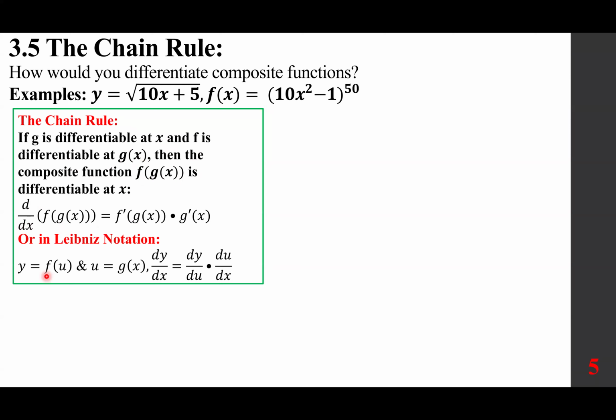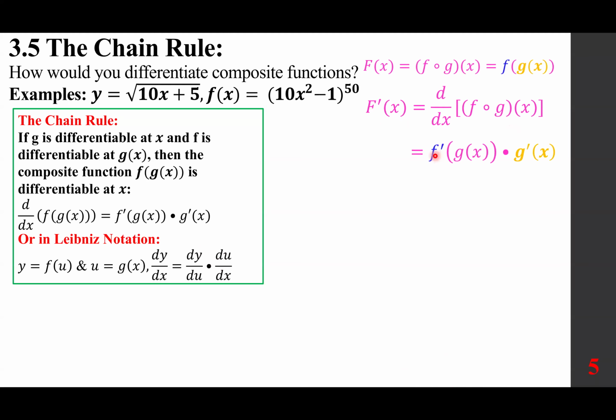Or in Leibniz notation, if y is a function of u, f of u, and u is a function of x, g of x, dy/dx is dy/du times du/dx. If you treat this as a fraction, you see that in essence they cancel each other, but that's not a fraction. In other words, if capital F represents f of g of x, then capital F prime, which is the derivative of that, would be f prime of g of x times g prime of x.